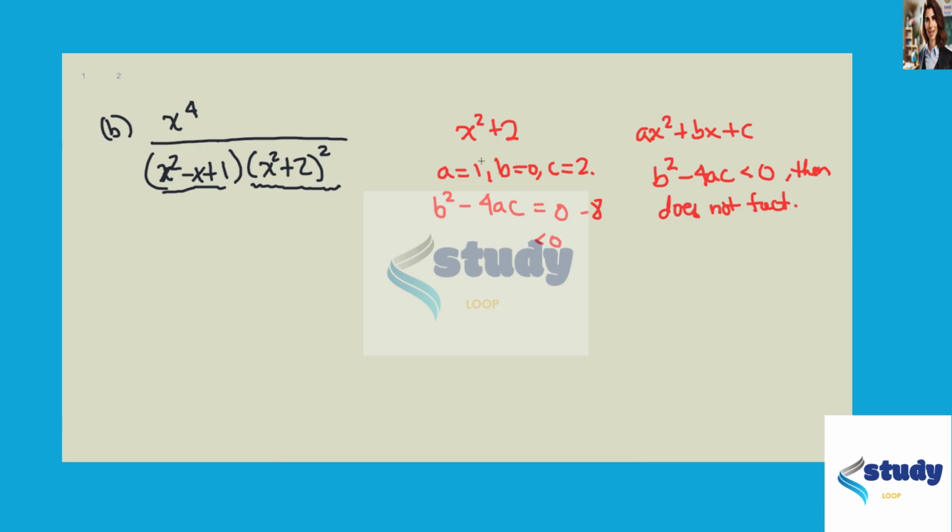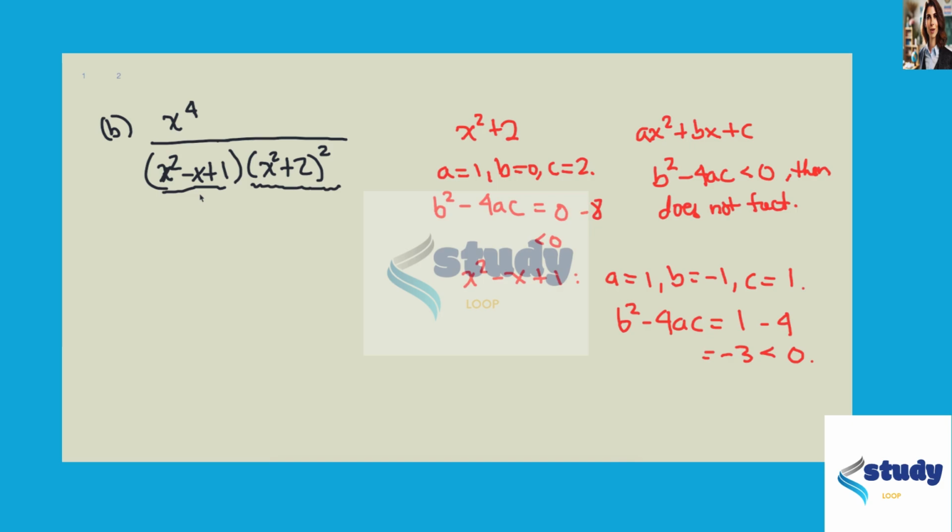So that's a quadratic that doesn't factor. And then we could also look at this other quadratic over here. We have x squared minus x plus 1. So for this one, we see a equals 1, b is minus 1, c is 1. So b squared minus 4ac. We have 1 minus 4 times 1 times 1. So we have minus 3, which is also negative. So that means that this other quadratic on the bottom left also doesn't factor.